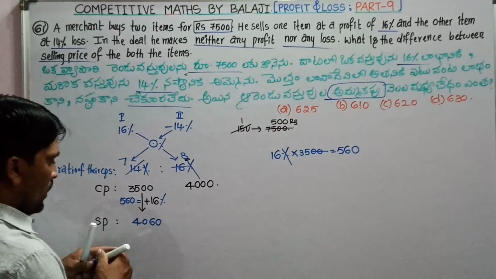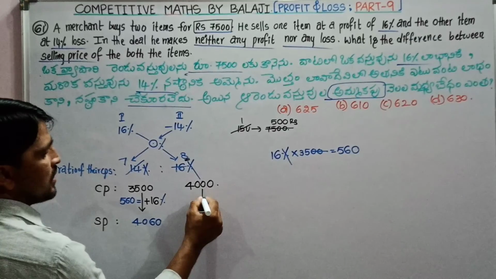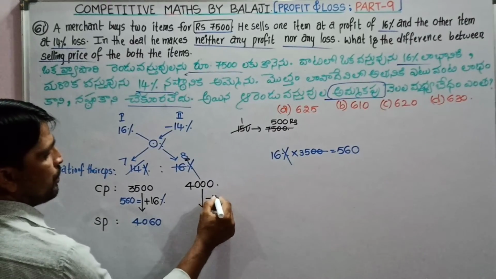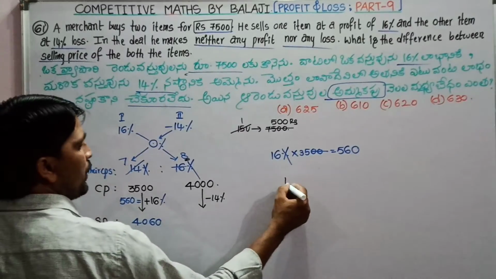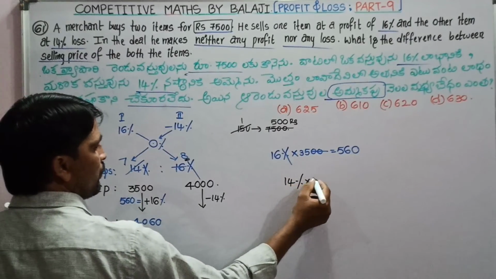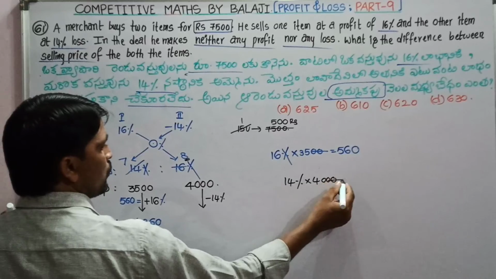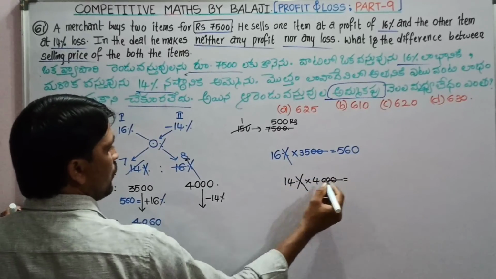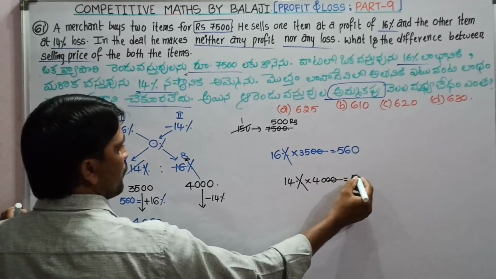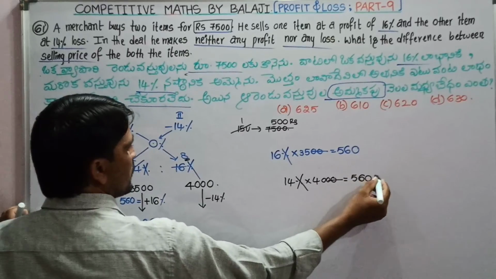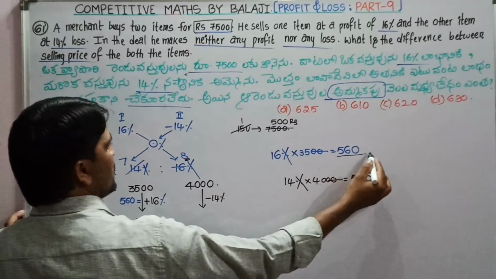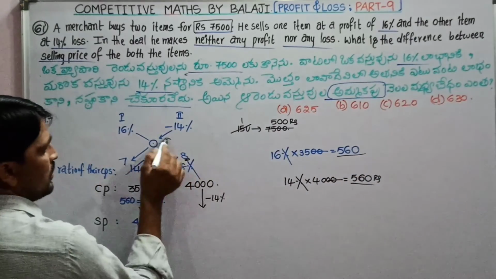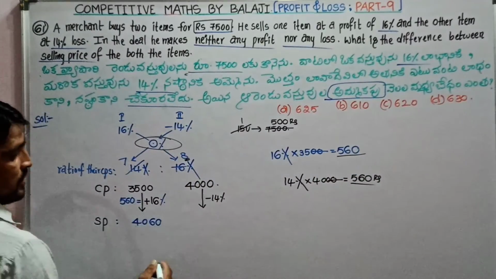And similarly, he made a 14% loss on second item. That is 14% of 4000. 2 zeros percentage gets cancelled. 14 4s are 56. There is also a loss of 560. Yes. Profit is 560, loss is 560. Overall is neither profit nor loss. Yes.